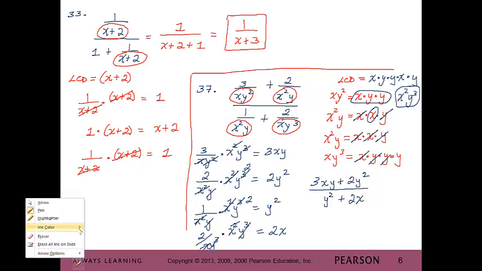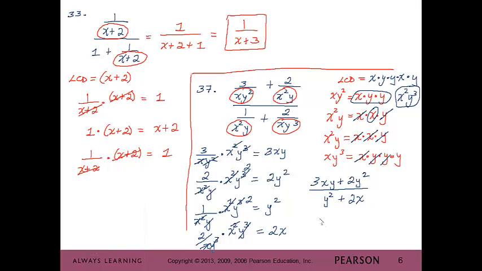Now we can keep going by factoring the numerator. We can factor out a y, so it's going to become y times 3x plus 2y, all over y squared plus 2x. And this is our final answer.